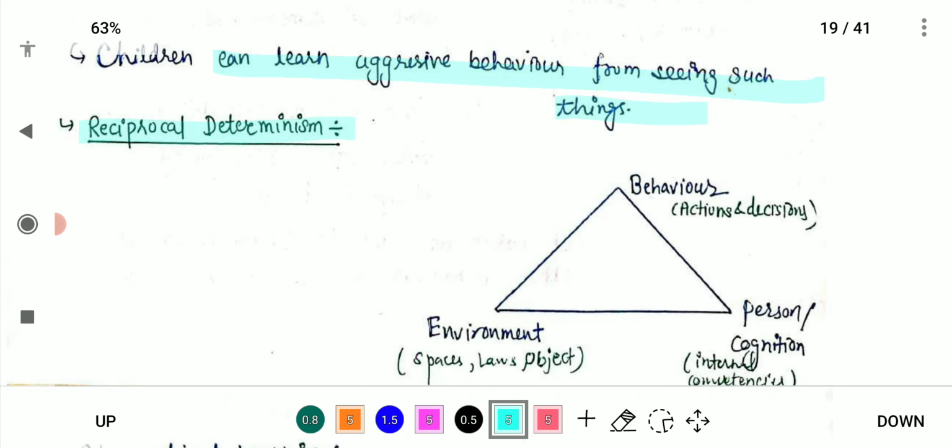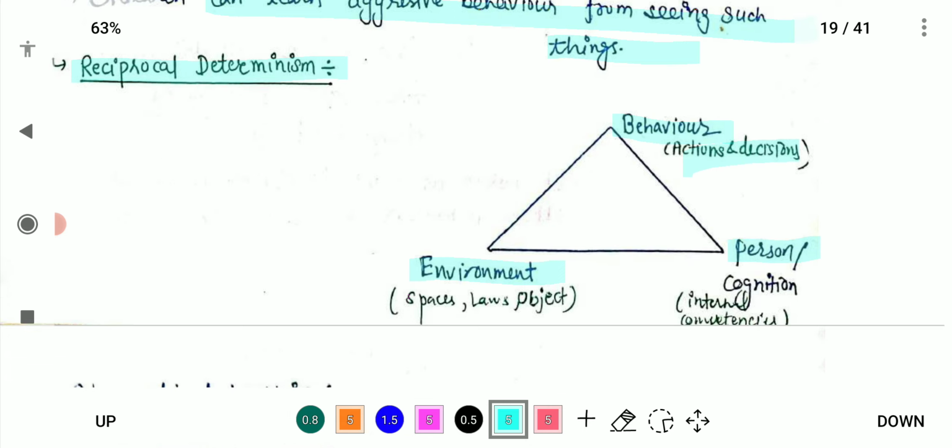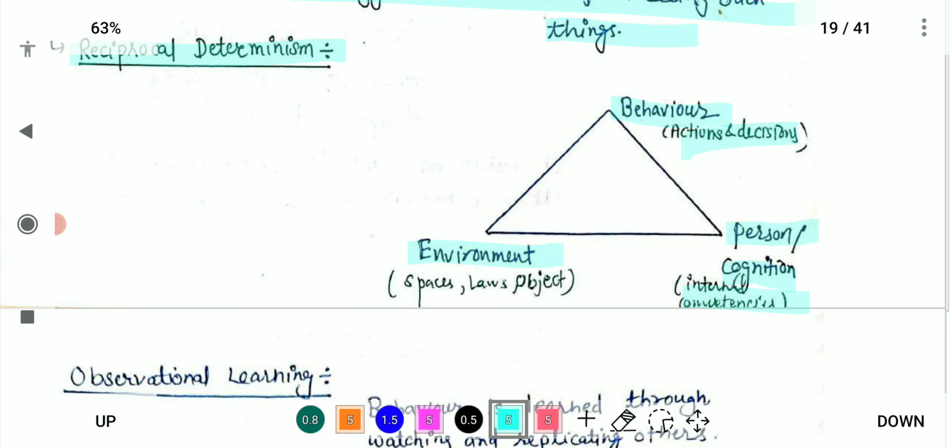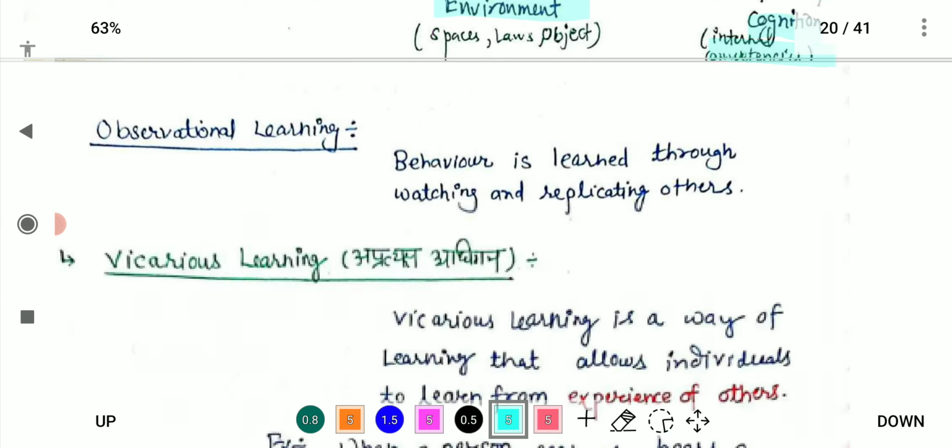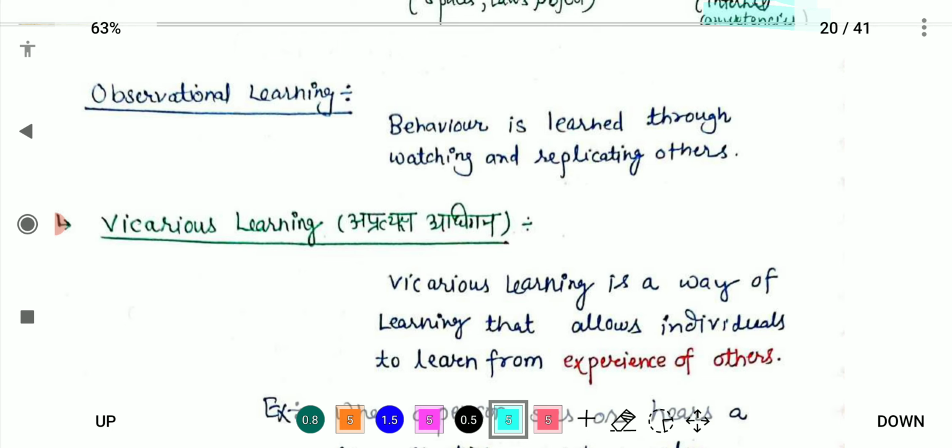Reciprocal determination: behavior, environment, person. Behavior refers to action or decision. Environment refers to spaces, laws, objects, everything. Person refers to cognition, interaction. Observational learning means behavior is learned through watching and replicating others.